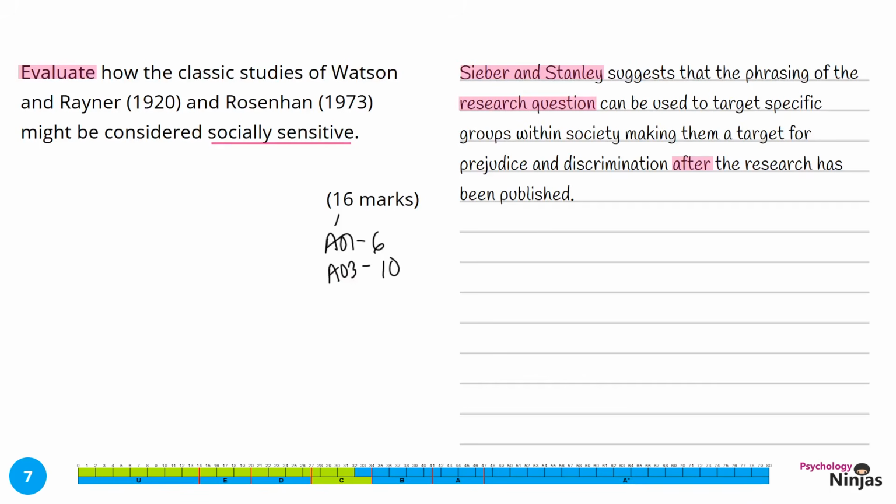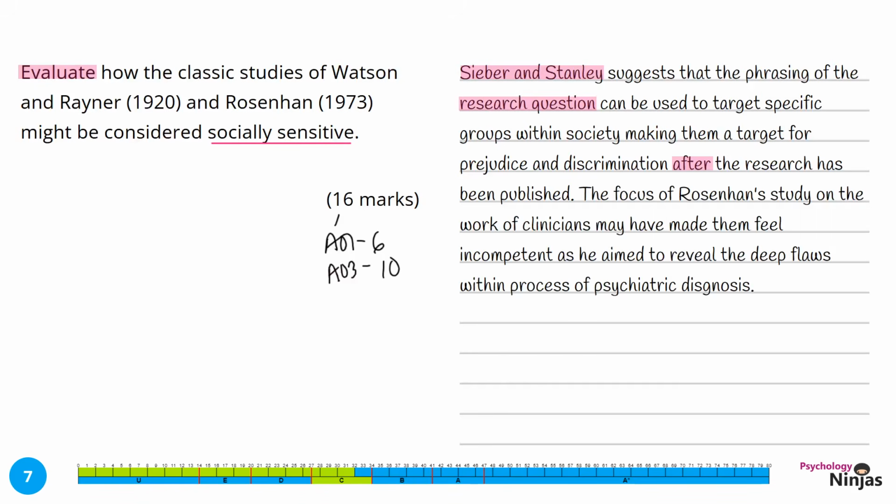We're then going to move into discussing how each classic study may be considered socially sensitive. The focus of Rosenhan's study on the work of clinicians may have made them feel incompetent, as he aimed to reveal deep flaws within the process of psychiatric diagnosis. We've identified here that clinicians are the focus of our socially sensitive research. We've also demonstrated our understanding of Rosenhan's study by giving the aim of this particular piece of research. This could be credited as AO1.